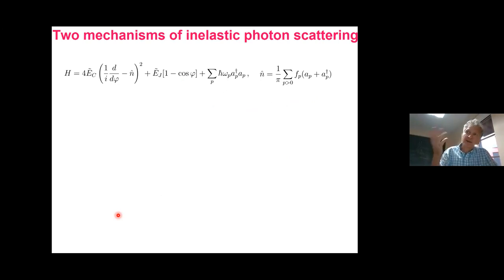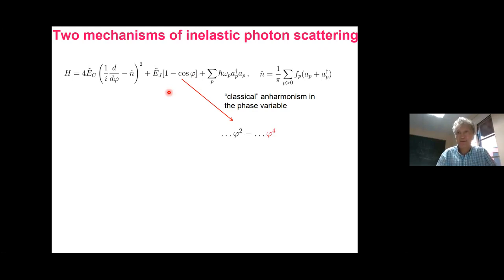Now, okay, so now I'll tell the crux of the calculation. Why is inelastic process possible? There are two origins of the splitting of a photon into several outgoing photons. One is the classical anharmonic effect. Cosine phi is not phi squared, right? And that allows a classical nonlinearity which splits the incoming light into harmonics, subharmonics actually.